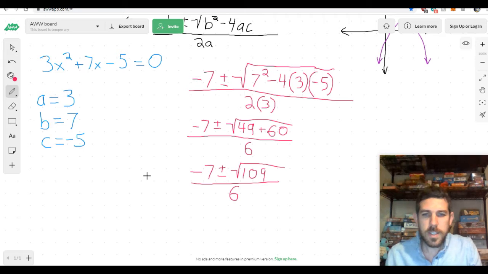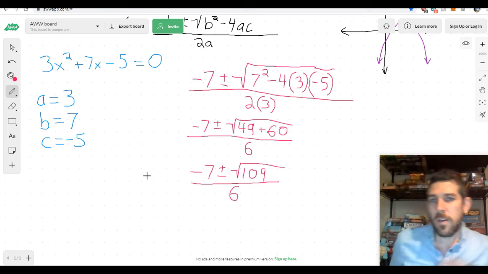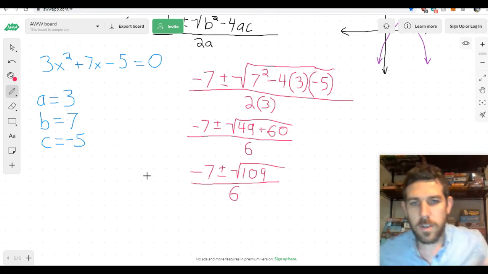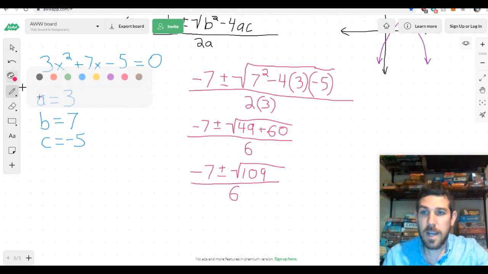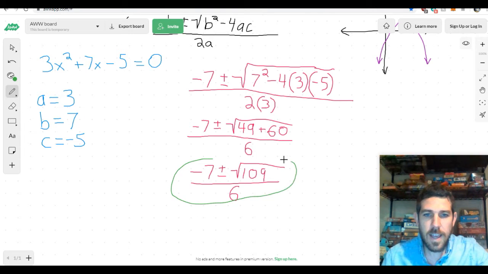Now, what's interesting about the quadratic formula is it works no matter whether the numbers are nice, easy, rational numbers or irrational numbers. In this case, 109 cannot be square rooted for a rational number. It's not a whole number. And so this is an irrational answer. And in some cases, they'll actually allow us to stop right here. This could be considered the exact answer.